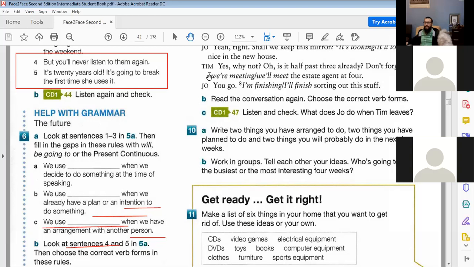Something from present evidence. What do you think? And which one sounds like an opinion? Number five, maybe opinion. Okay. And number four, is there evidence? What does evidence mean, Sana? When we say evidence, what does it mean?